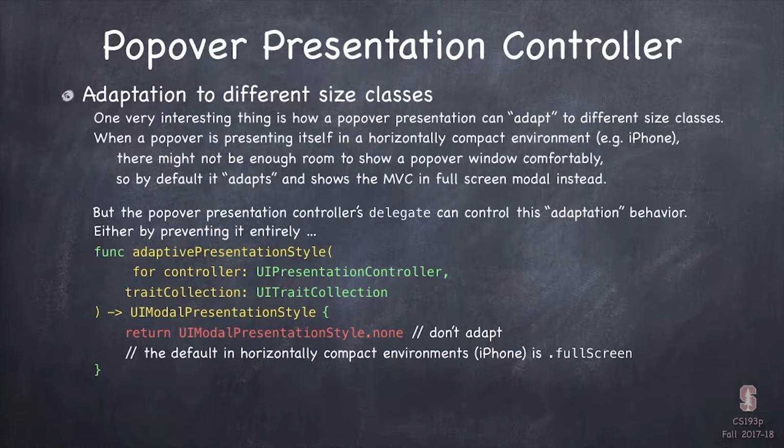I want you to adapt to none. In other words, don't adapt. When I say return UI modal presentation style none, it says do not adapt in any place. That means put it as a popover on the iPhone. So this is how you can make it not adapt and thus use a popover on an iPhone, which you sometimes want if the popover is kind of small and will fit nicely.